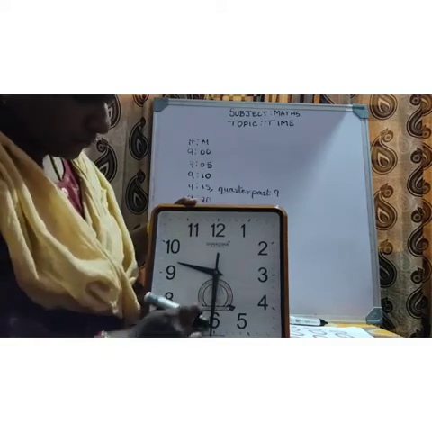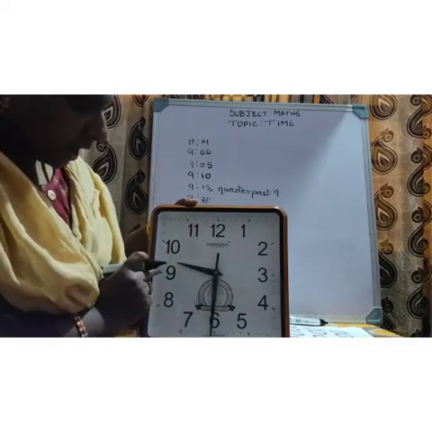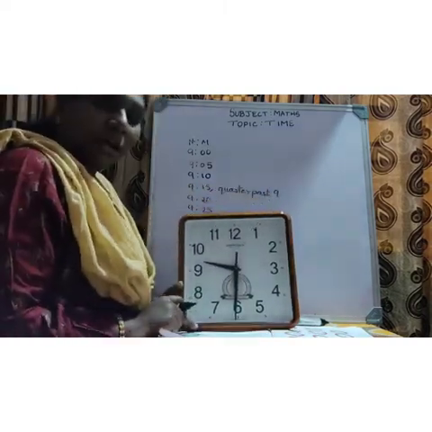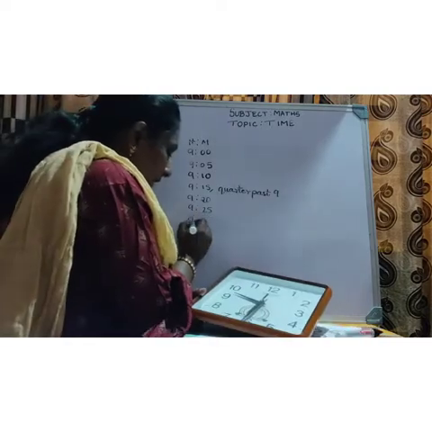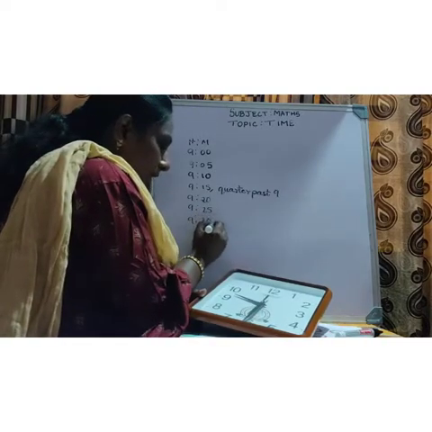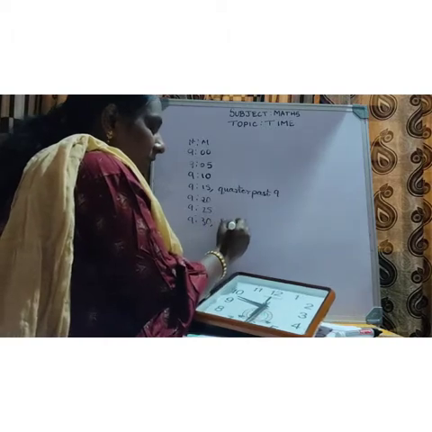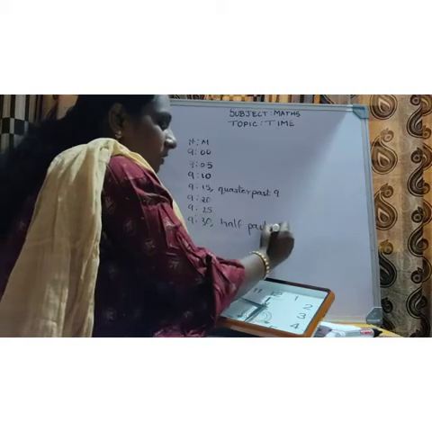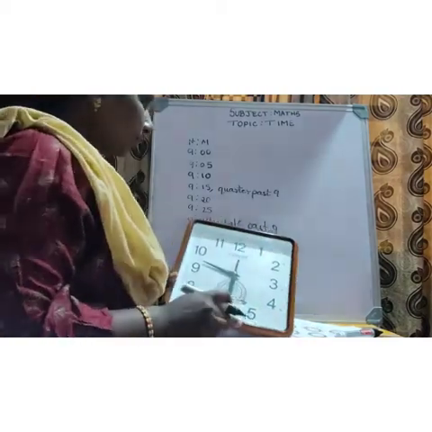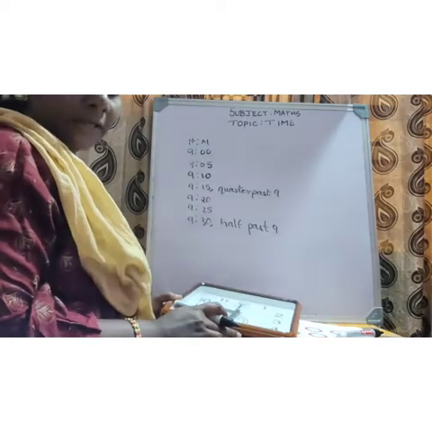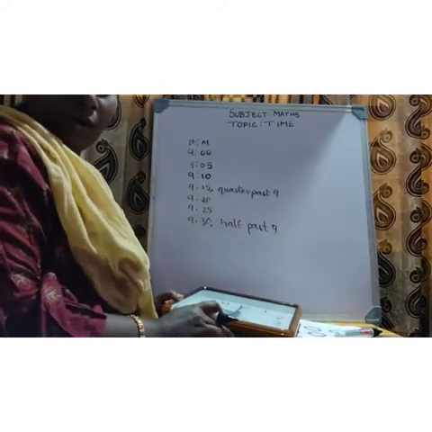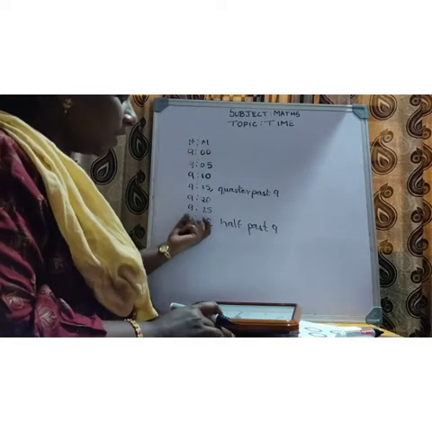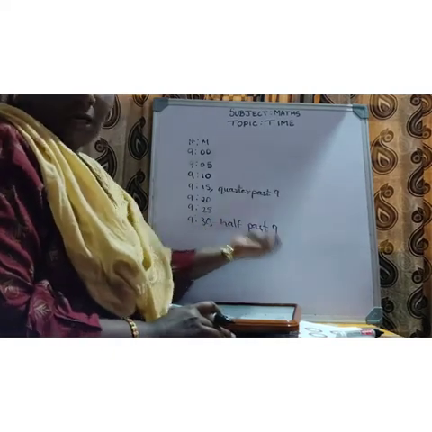So if the minute hand is at 6 and the hour hand is at 9, what is the time? The time is 9:30. What is the time, children? It is 9:30, or you can tell it as half past 9. So the time is 9 hours 30 minutes. You can tell it as 9:30, or you can tell it as half past 9.